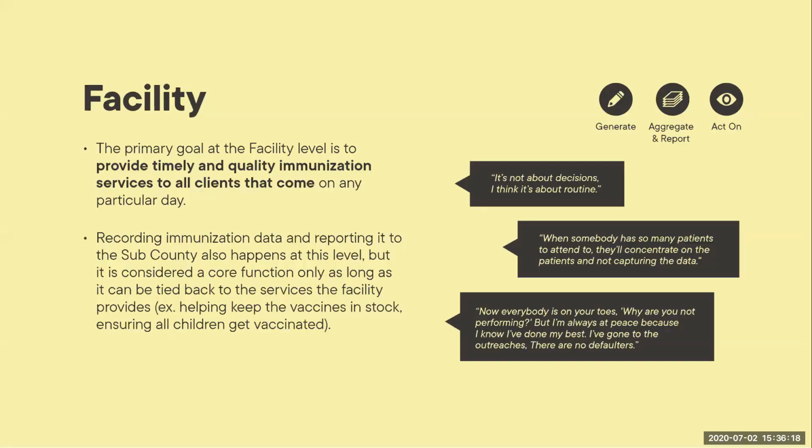Great, thanks, Emilia. So I imagine all of you are very familiar with the facility level and the roles and responsibilities and the different activities that happen there. The primary goal at the facility level is to provide immunization services, the one-on-one interactions with moms and babies and all the clients that come in. And it's a lot of data recording and data collection, as you know, and reporting it to the higher level at the sub-county. It is a core function as long as it's directly linked to immunization services, vaccine stock management, tracking children, tracking dropouts.